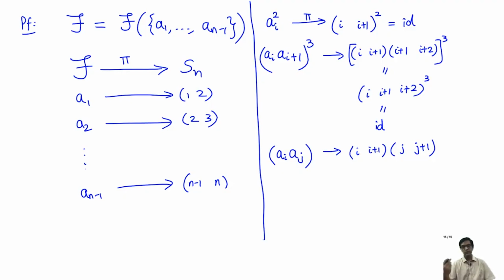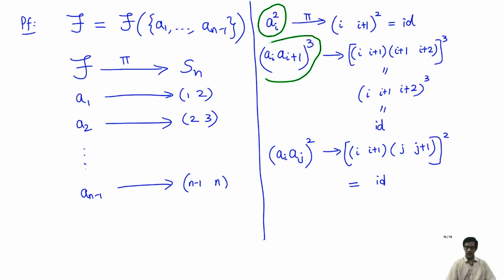So this is like a product of 2 disjoint transpositions, and this element still has order 2. So if we take the square of this, it's just going to give me the identity again. Okay. So that is where we got those relations. So a_i squared is surely in the kernel, (a_i a_{i+1}) cubed is in the kernel, and (a_i a_j) squared is in the kernel. This is for j at least i plus 2.